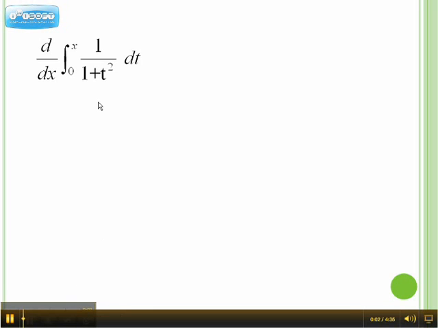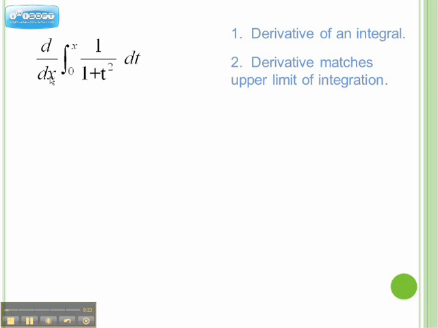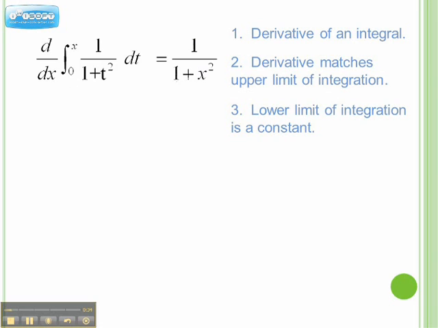So let's go back and do another one. The next problem we have is the derivative of the integral from 0 to x of 1 over 1 plus t squared dt. So we have the first rule taken care of. We are taking the derivative of the integral. The second rule, we want to make sure that this variable down here is the same as the upper limit variable up top. I want to make sure that my lower limit is a constant. Those three rules follow, so my answer is 1 over 1 plus x squared. I'm just taking my upper limit x and I'm putting it in for t, and that is my answer.